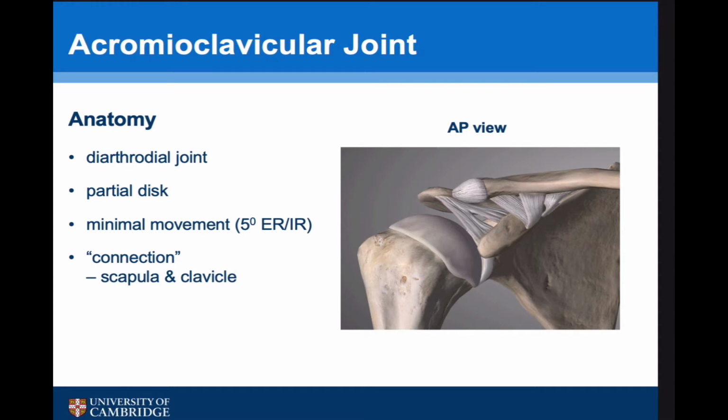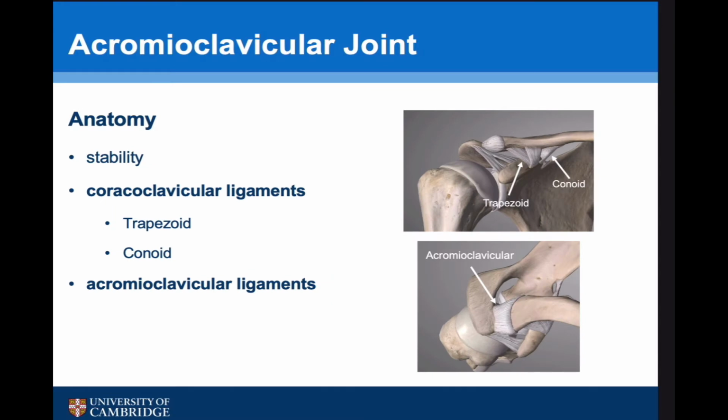As we saw in the introductory talk, it really has minimal movement of 5 degrees of internal and external rotation, and its main function really is a connection between the clavicle and the scapula. Its stability is created by the strong coracoclavicular ligaments, so there's a trapezoid and a conoid ligament, and also the acromioclavicular ligaments, and I'll speak a little bit more about these and their function in the instability section.